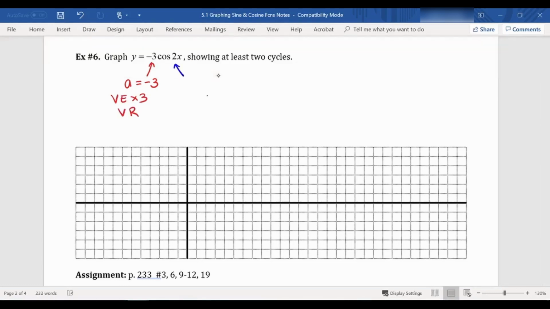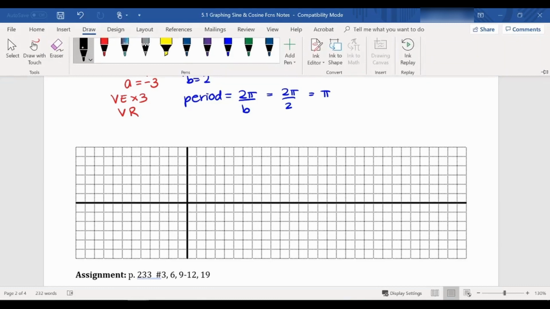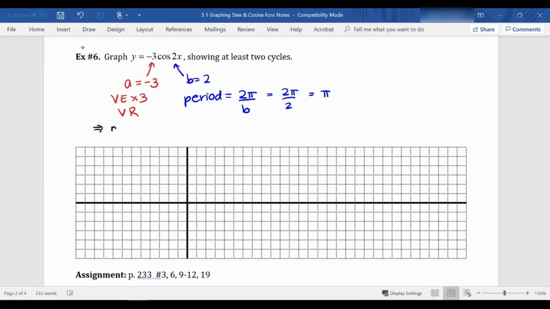We've got a B value of 2. So our period is usually 2 pi over B, or 2 pi over 2, which gives us pi. Again, we want to be able to split into 4 nice sections. And we know that our maximum and our minimum are dependent on our amplitude. So normally our max is 1, now our max is going to be 3. Normally our minimum is -1, now it's going to be -3.